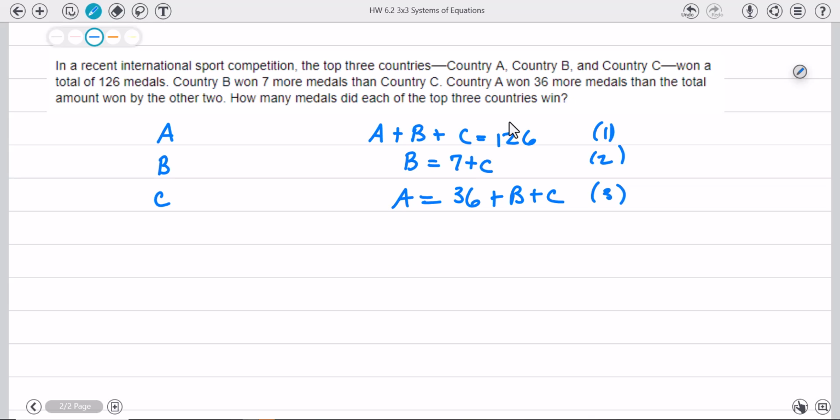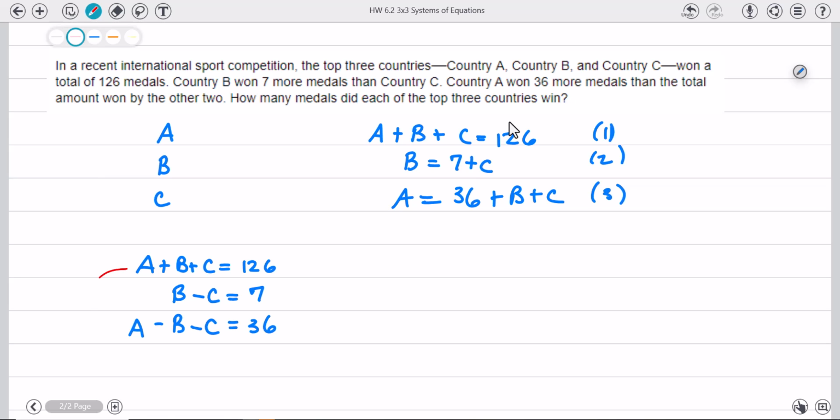The first thing that I would do is I would rewrite these equations with the letters all under each other. So equation 2, I'll put the B here. I'm going to move the C to this side. And now this one, I have the A. I'm going to move the B and the C to the other side. So now I can see what I want to solve.